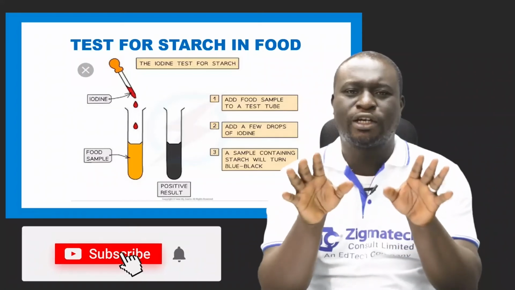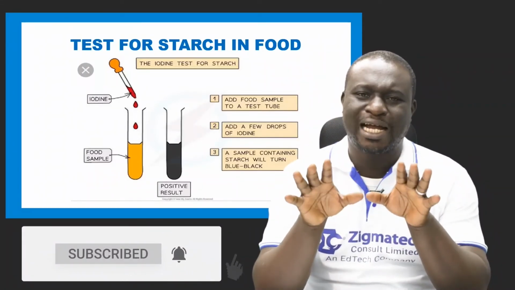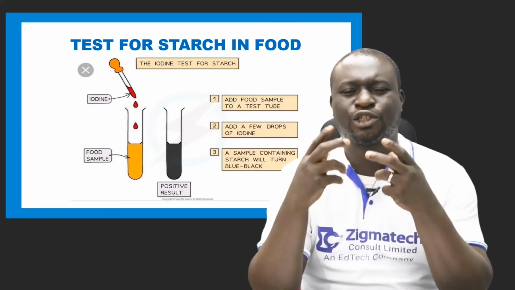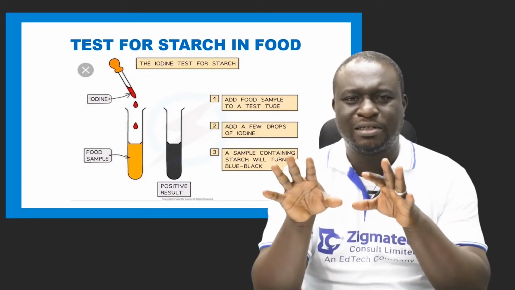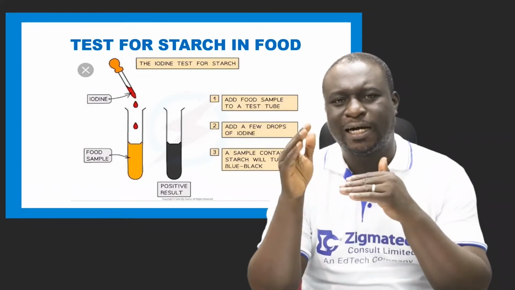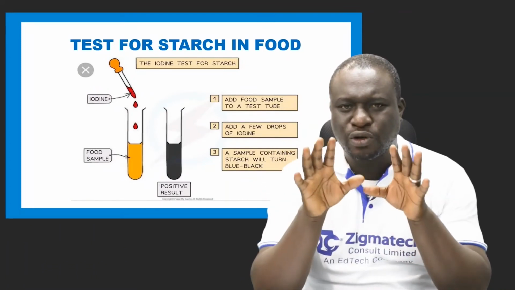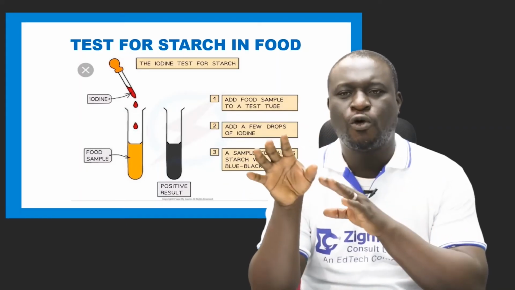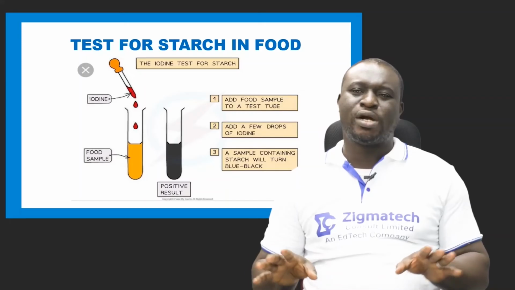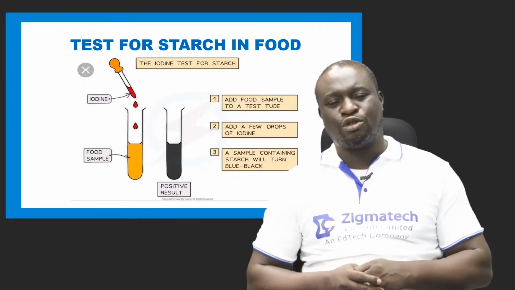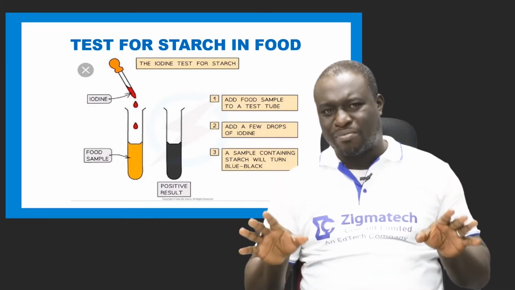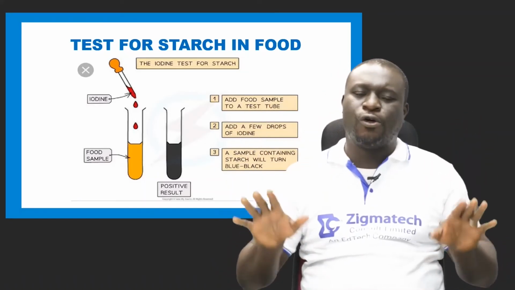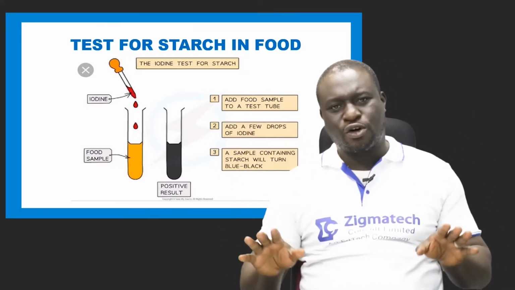Now, the next thing we're going to quickly look at is the test for starch in food. How do we know that a particular food has starch in it? Though this discussion is supposed to fit under animal nutrition, I just want you to understand this. How do we test a particular food for starch? One of the simplest ways to test for starch is to use the iodine solution. Also, please remember, like I said before, that whenever you are carrying out any experiment, your records are very important.